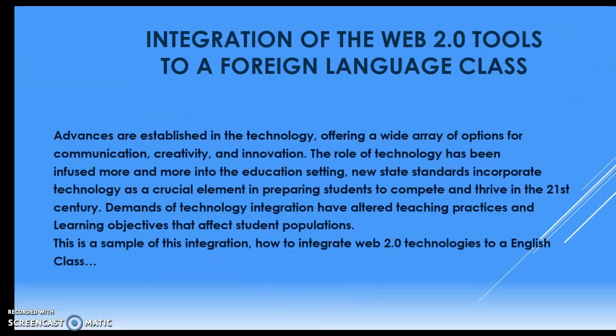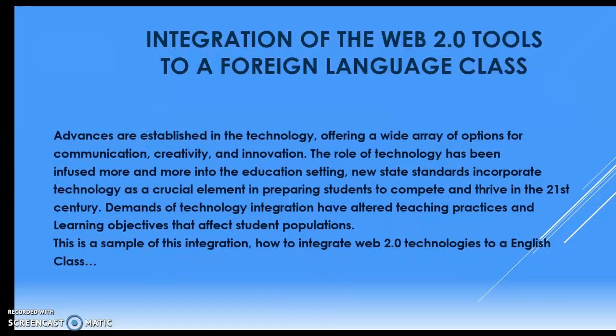This final exercise is about the integration of Web 2.0 tools into a foreign language class. Advances in technology offer a wide array of options for communication, creativity, and innovation. The role of technology has been infused more and more into the education setting. New state standards incorporate technology as a crucial element in preparing students to compete and thrive in the 21st century.